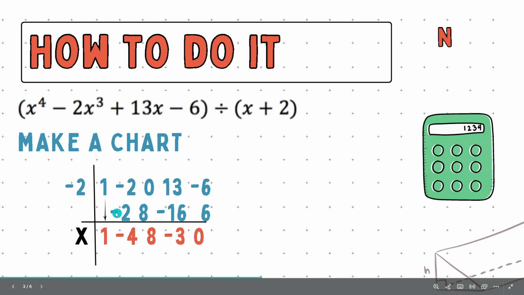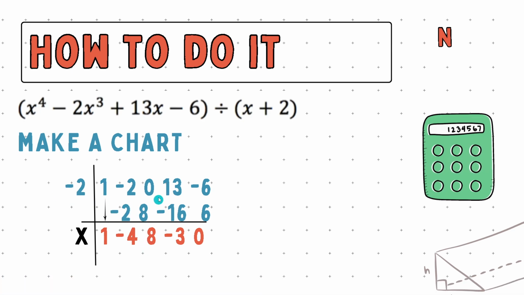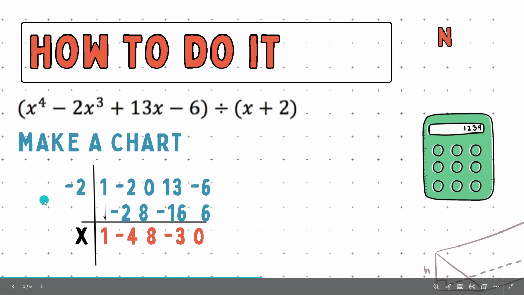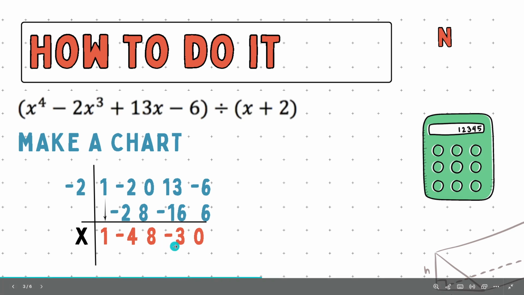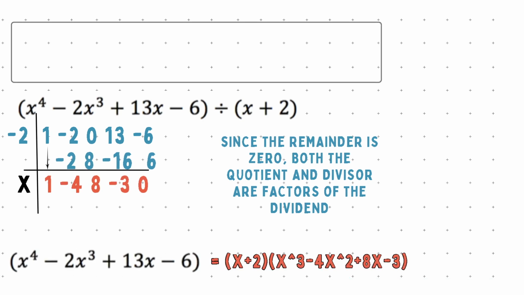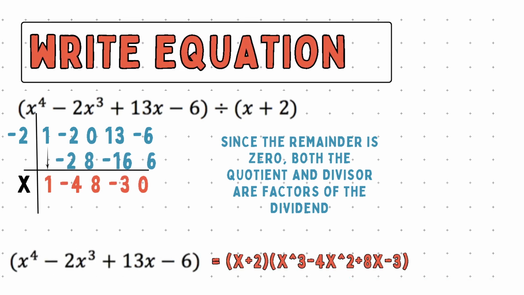-4 times -2 is 8. 0 plus 8 is 8. 8 times -2 is -16. 13 plus -16 is -3. -3 times -2 is 6. Since the last term has a value of 0, that means that the remainder has a value of 0. Since the remainder is 0, both the quotient and divisor are factors of the dividend.